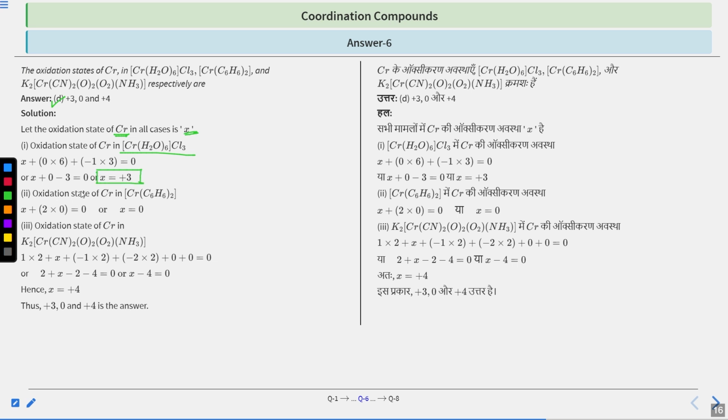In the second case, the oxidation state of chromium is x for chromium, and for C6H6 it will be 0. So 2 times 0 is equal to 0. So x comes out as 0.